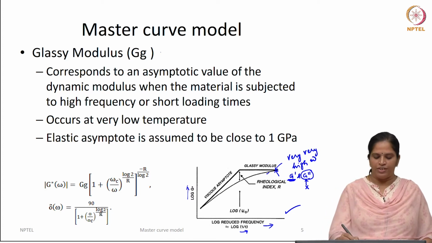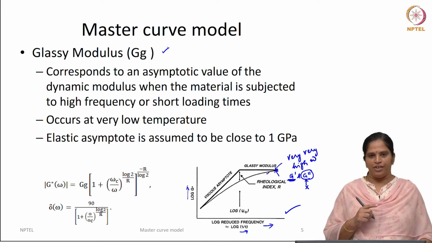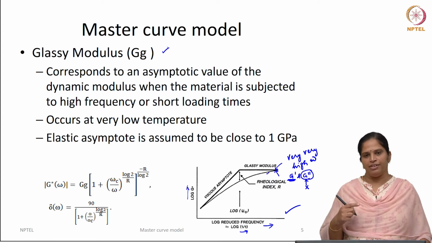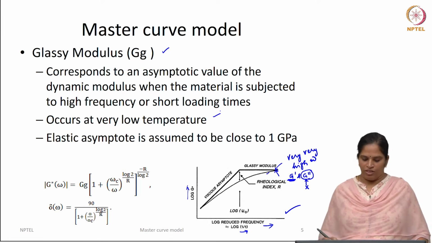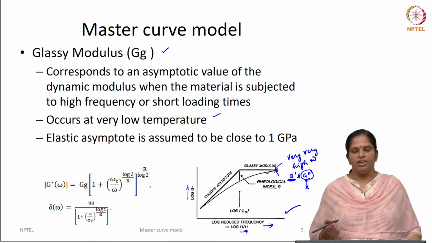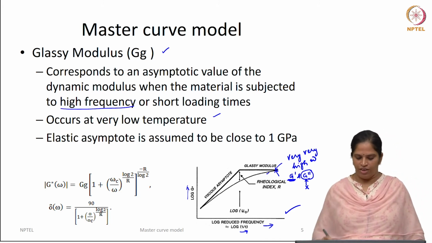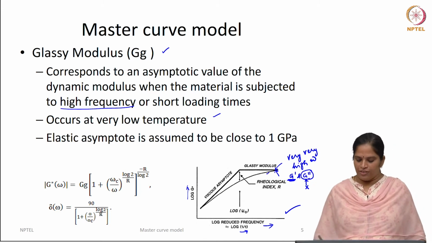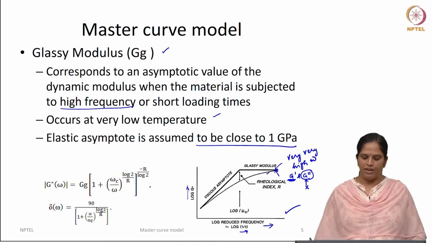At very high frequency, the modulus value increases and reaches a steady value, and this steady state modulus is what we call the Glassy modulus. Temperature-wise, this steady state modulus occurs when you test the material at very low temperature. Frequency-wise, when you test the material at very high frequency, at very short timing, we get this Glassy modulus. So this is an elastic modulus.